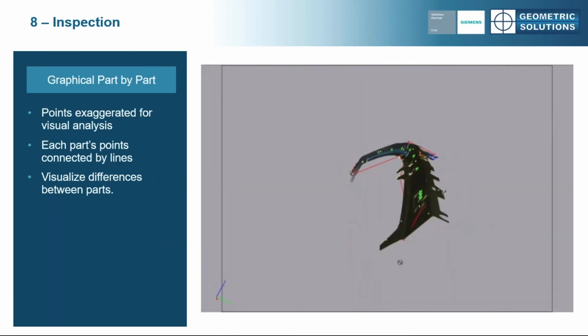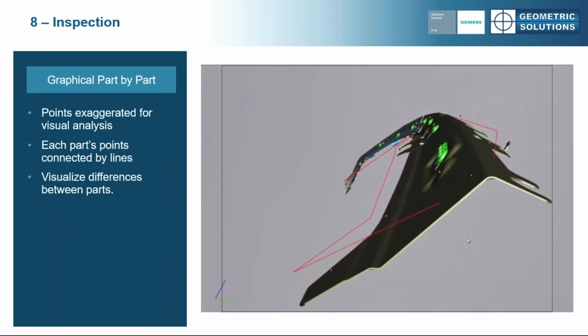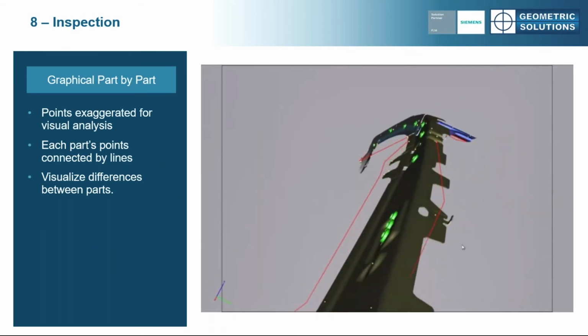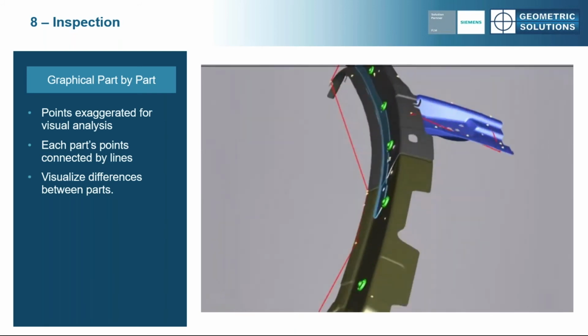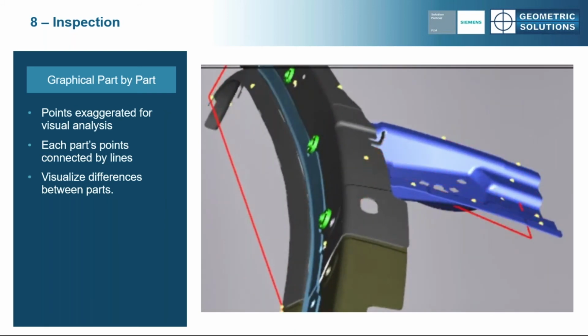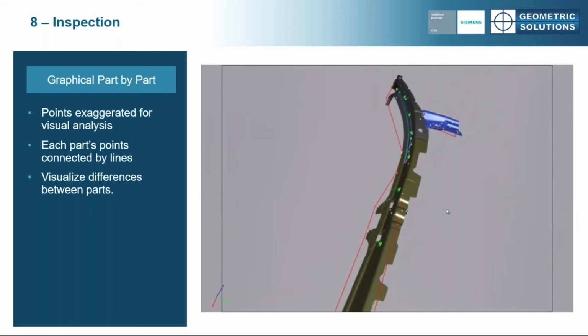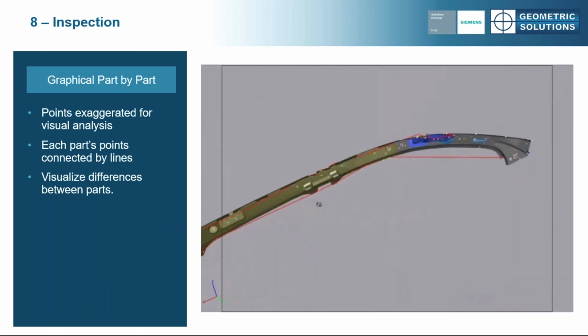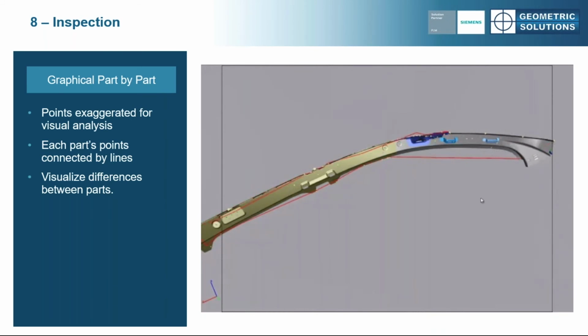Then we have things that do graphical by part. So you can see here, this part is twisting. The red lines there are one build. So that one build shows where these parts are. The reason what you're seeing is twisting is from build to build to build. So what's going on here?